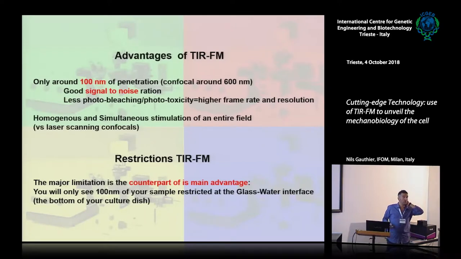Good signal-to-noise ratio, because you have far less background and less photobleaching, and it's also very homogeneous, as you have seen with the other optical sectioning methods, particularly confocal. If you look at line scan confocal, between the start and finish of your image you have time, because you need to scan. Here everything is illuminated at the same time. The restriction, the counterpart of the advantage, is that it only illuminates the 100 nanometers at the interface with the glass.